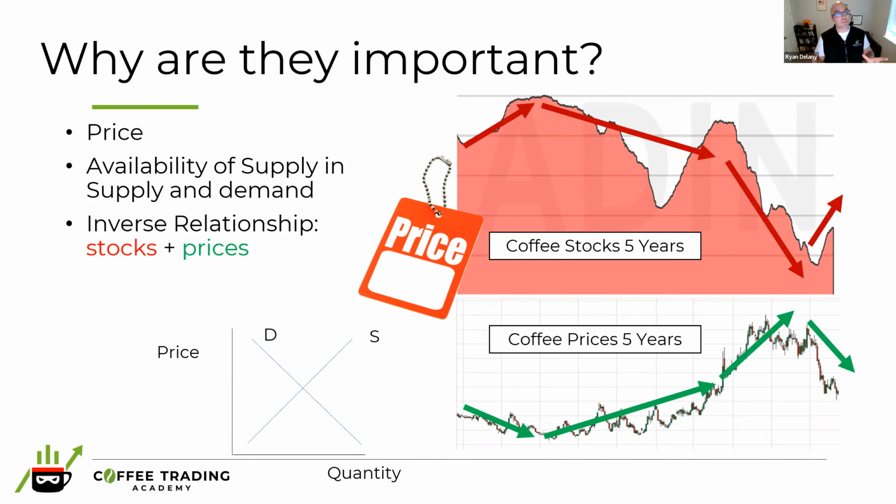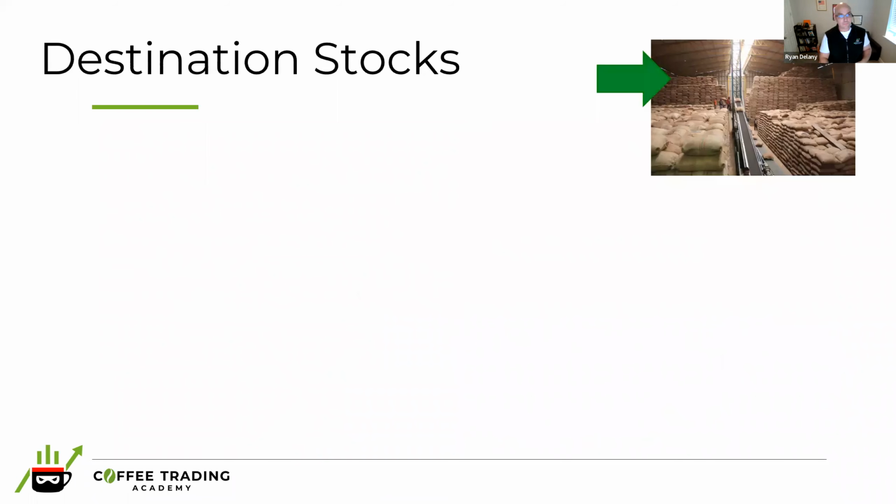Now, the key relationship here is that there is an inverse relationship between stock and price. So when stocks are rising and high, prices are low, right? There's a lot of supply available. When stocks are declining and very low, as we saw recently, prices are high, right? So when we create price models, and you'll see that in some of our analysis reports, stocks are the key data for our price model.